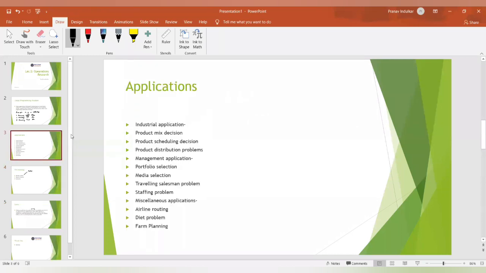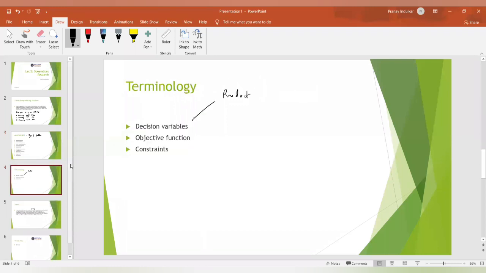You see these applications: product mix decisions, product scheduling, product distribution, portfolio selection, media selection, traveling salesman problem, staffing problem, airline routing, diet problem, farm planning. These are types of problems. All problems are one and the same, just the product changes in every problem. So let's begin with the first, decision variables.